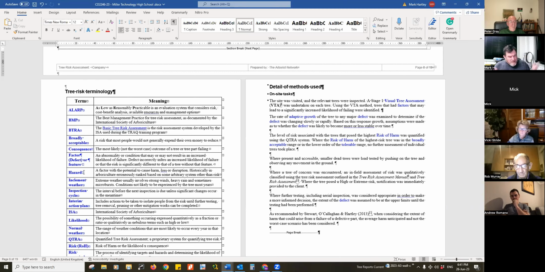Inclement weather, I use the phrase fairly regularly. So I'm talking about extreme weather, usually involves strong winds, heavy rains, and sometimes microburst conditions not likely to be experienced by the tree most years.